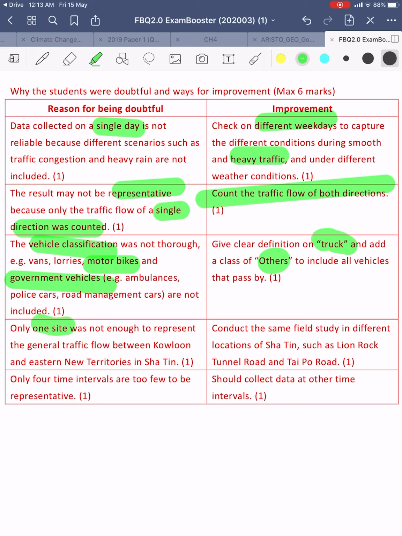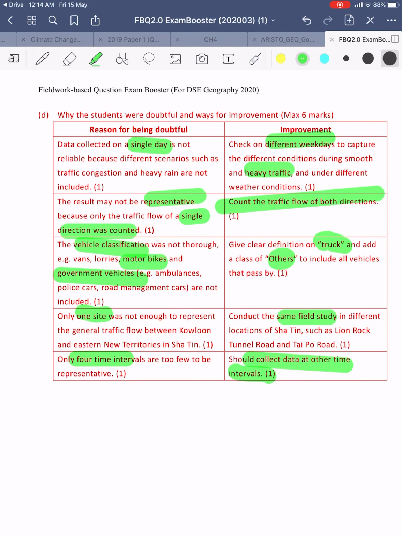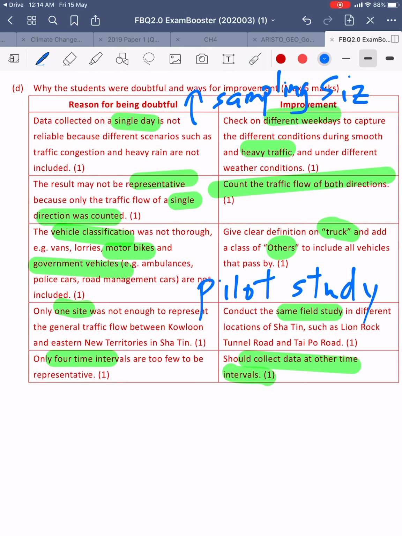One site is not enough, more sites are needed, because we are doing it from Sha Tin to Kowloon. And then maybe the 4-time interval is not very representative. We can collect the data in other time intervals. Okay, it's also working. So for the pilot study, you have to specify like this, because we never know what kind of car we'll have. Increasing sampling size right here, but you really have to specify somehow. You have to stick to the question in using these main points.